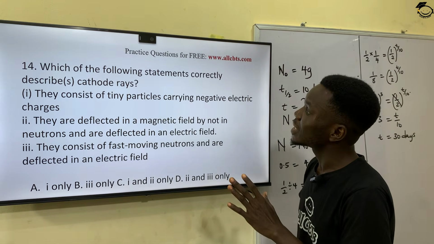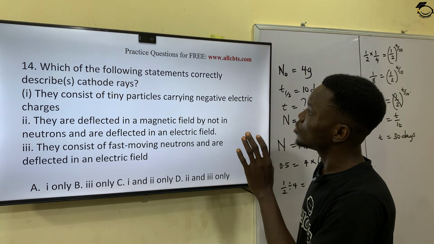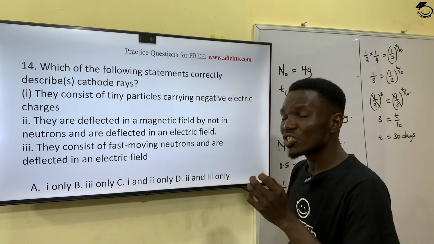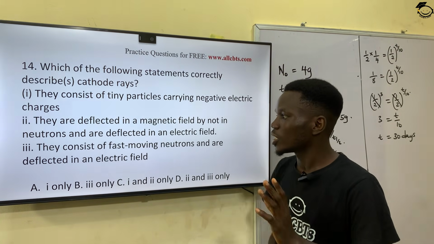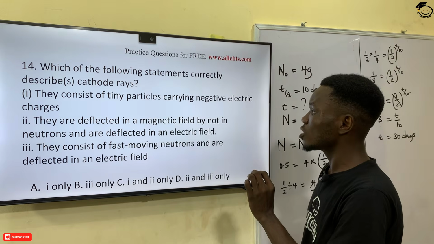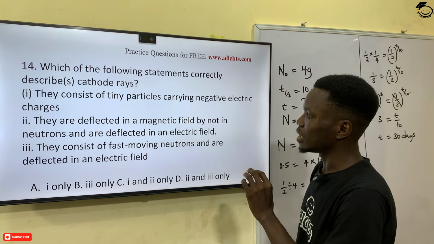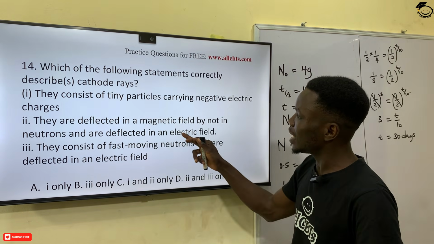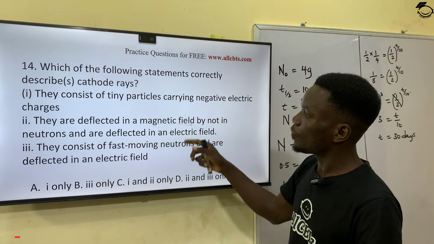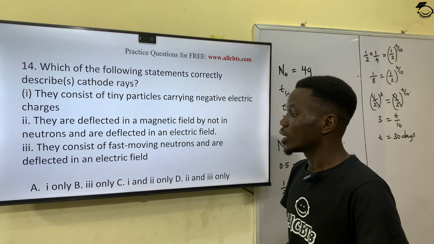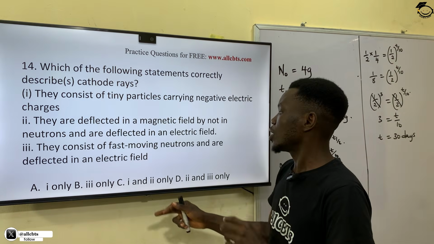Now, we know that the cathode rays consist of tiny particles carrying negative electric charges, and they are not neutrons, but they are deflected in an electric field, and also deflected in a magnetic field. So the correct answer to this question is option C, which talks about what?